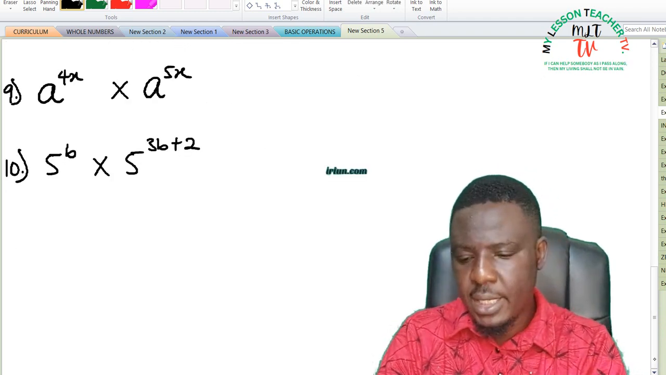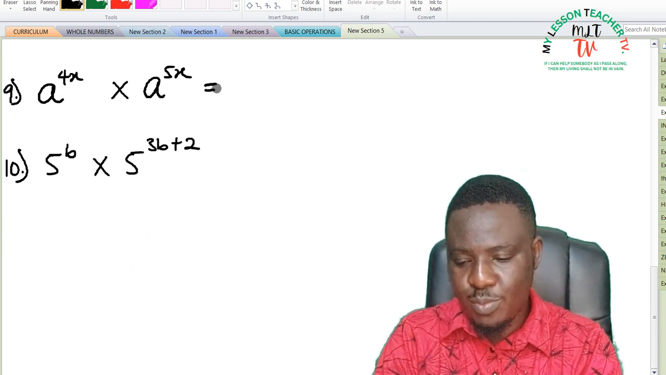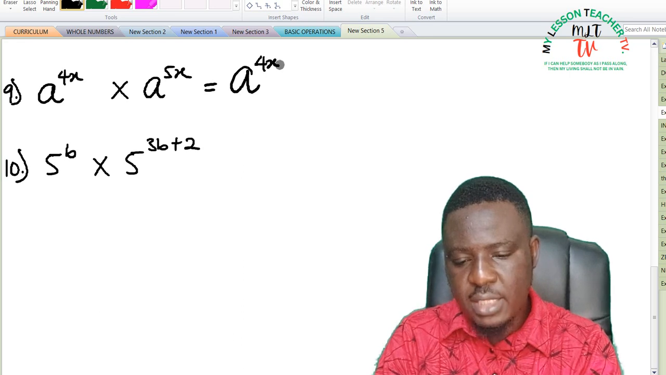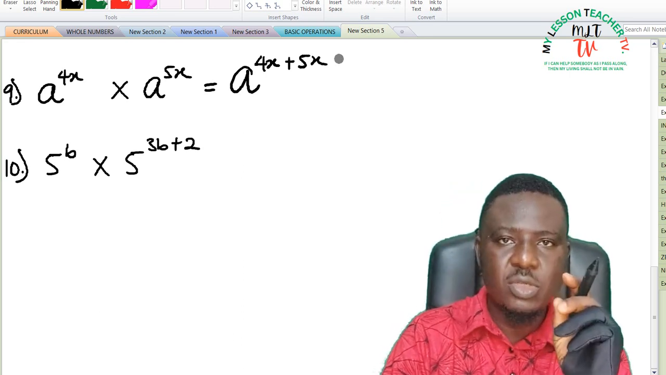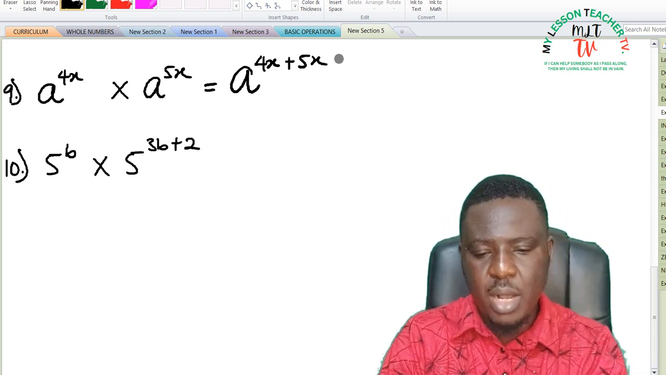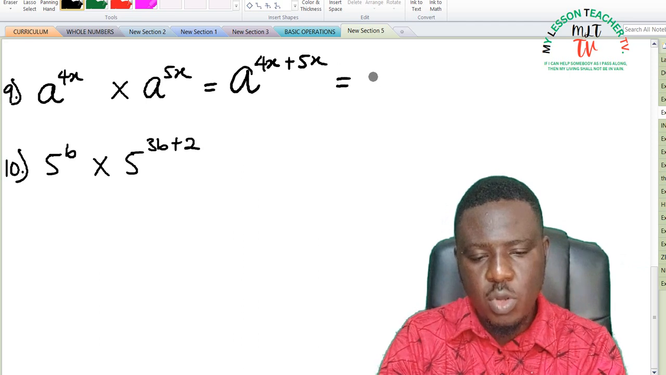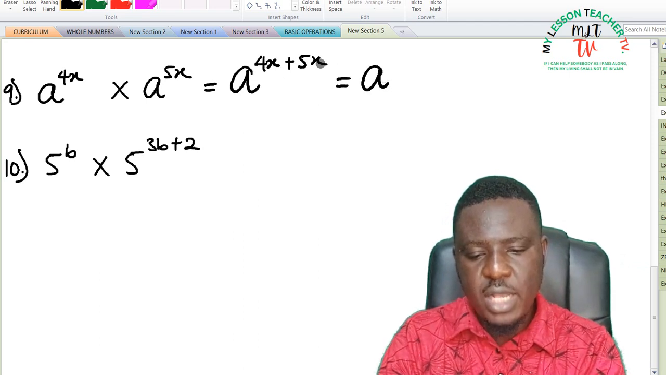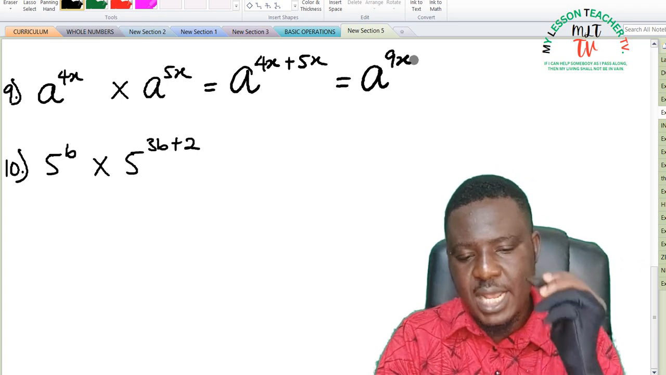Question number 9, this is equal to a raised to the power of 4x plus 5x. The law still stands. So long as the bases are equal, add their powers. So this is equal to a raised to the power of 4x plus 5x gives us 9x.